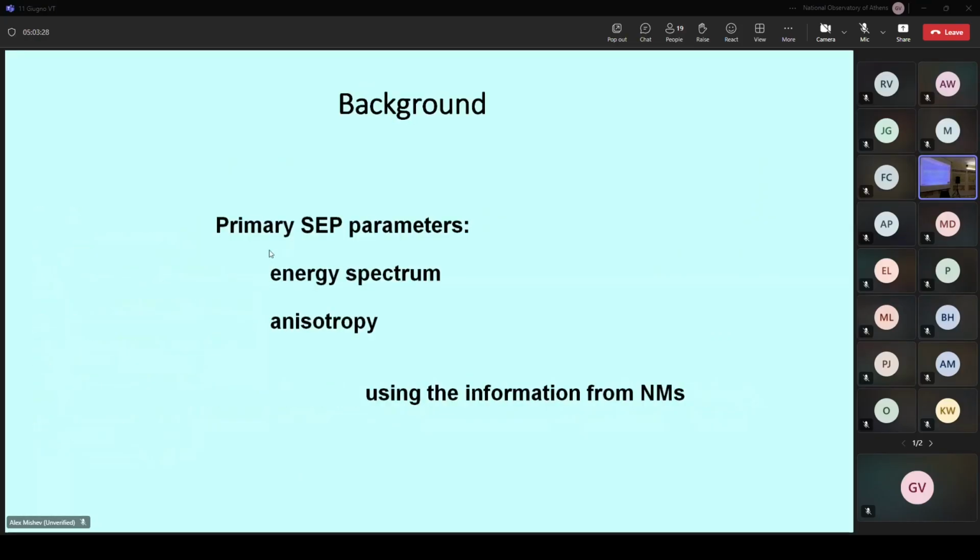So I can skip this because we can use neutron monitors to reveal the spectra of nearly relativistic and relativistic SCPs and to study other transients such as Forbush decreases and others.